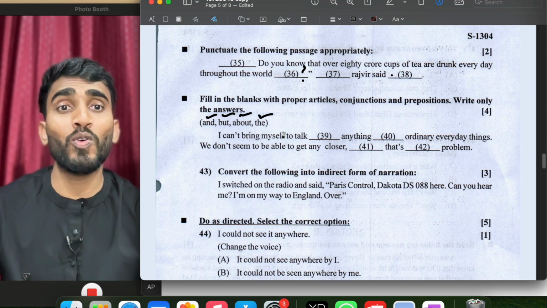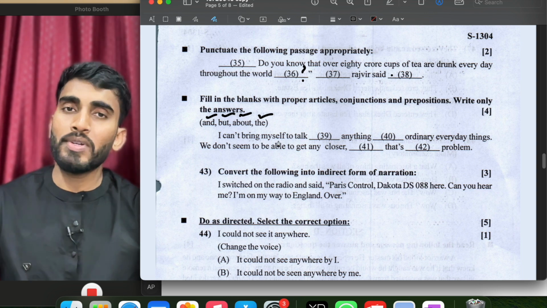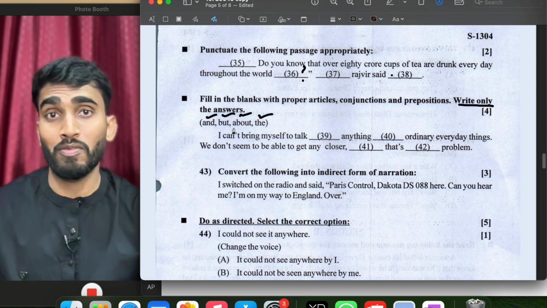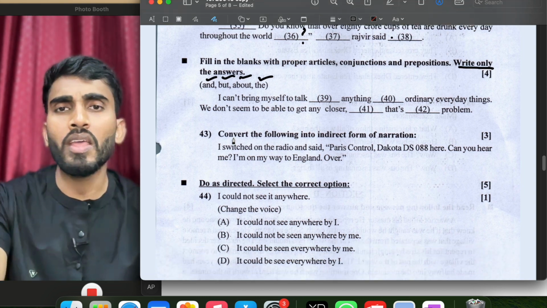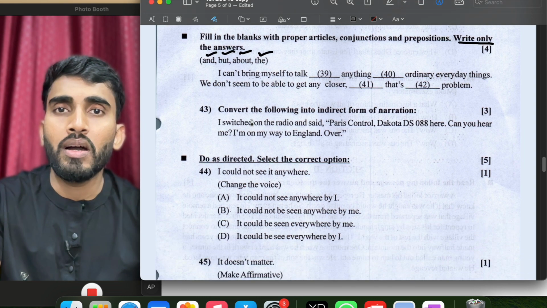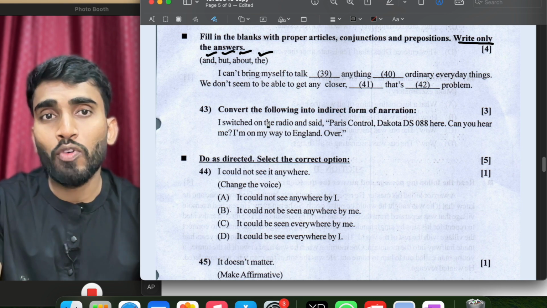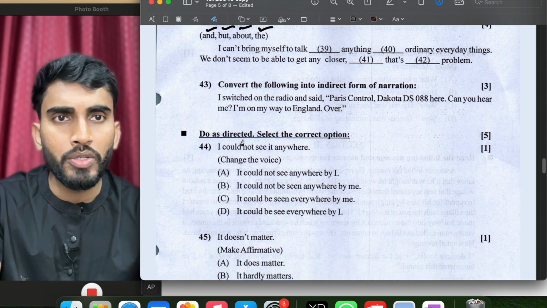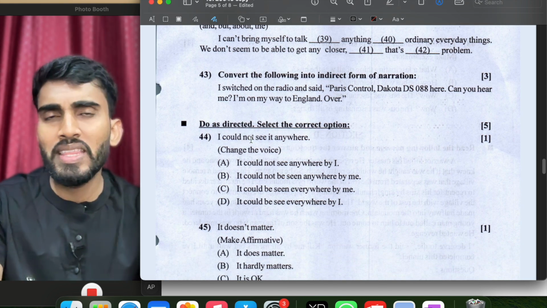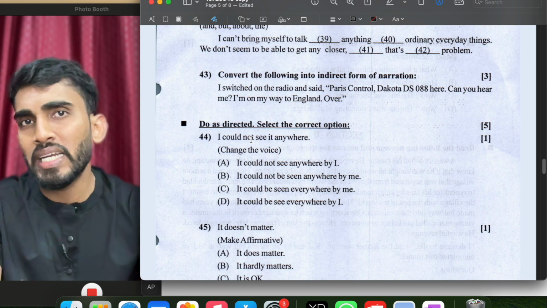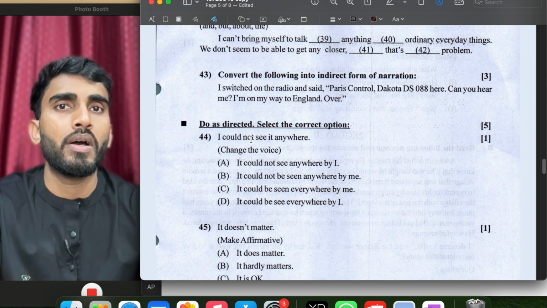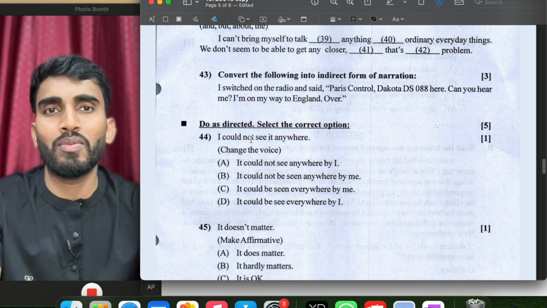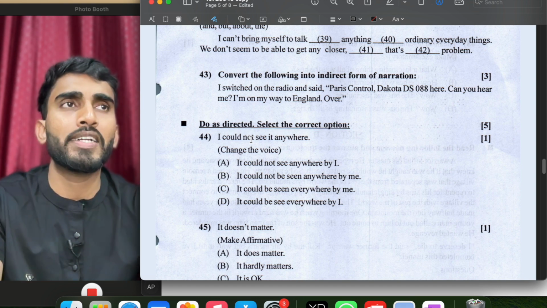That's it. 4 marks are ready. You'll write the answer in the same way as we discussed about how to write the answers of the fill in the blanks previously. Then you are going to have to convert the following into indirect form of narration. So here you must know the basics of how to convert the direct speech into indirect speech. There are rules, and let me give you an example of what we really do in direct indirect speech.